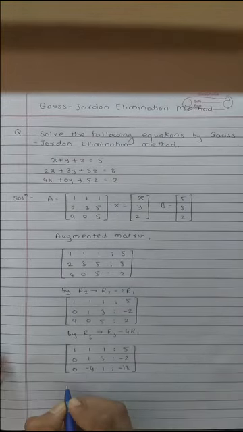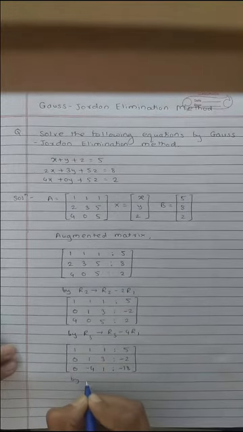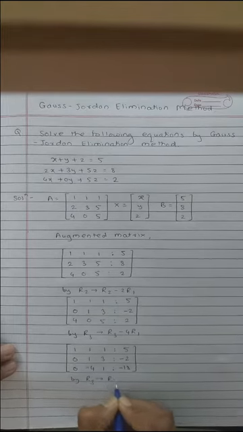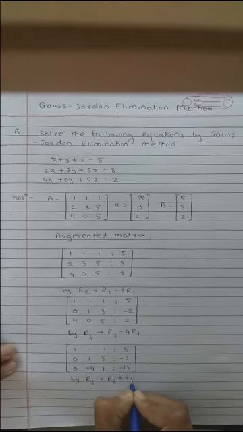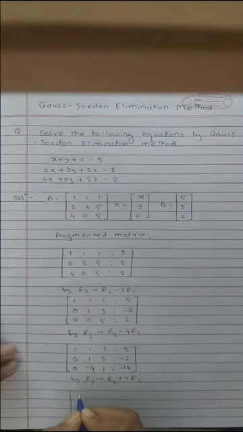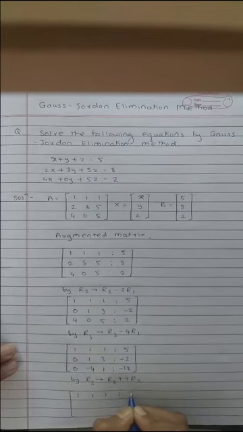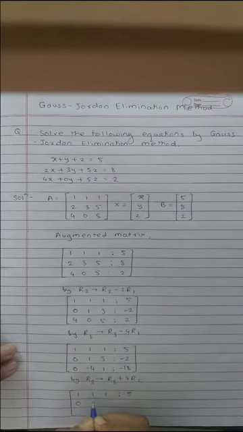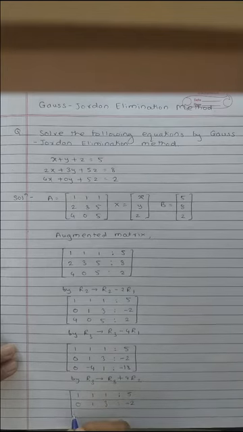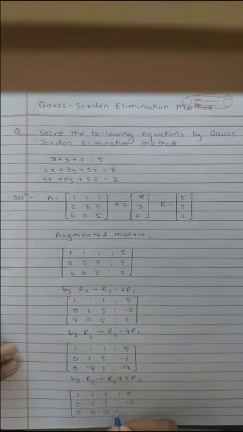After that, by R3 plus 4R2, then we will get the augmented matrix as 1 1 1 augmented with 5, 0 1 3 augmented with minus 2, and 0 0 13 augmented with minus 26.